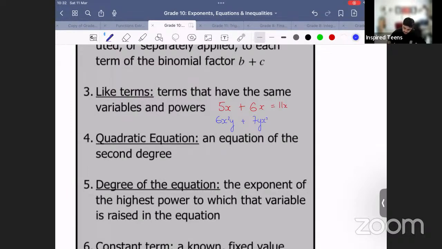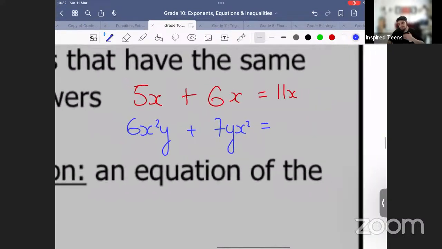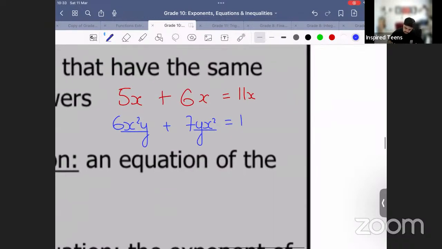Even if I have something funky like 6x squared y plus 7yx squared. Okay, so remember the commutative property of multiplication, I think it's called. The order in which you multiply doesn't matter. So x squared y is the same as yx squared. Remember, this squared is only for the x. Even this squared is only for the x. So these are the same variables. So when I add them together, I get 13x squared y.